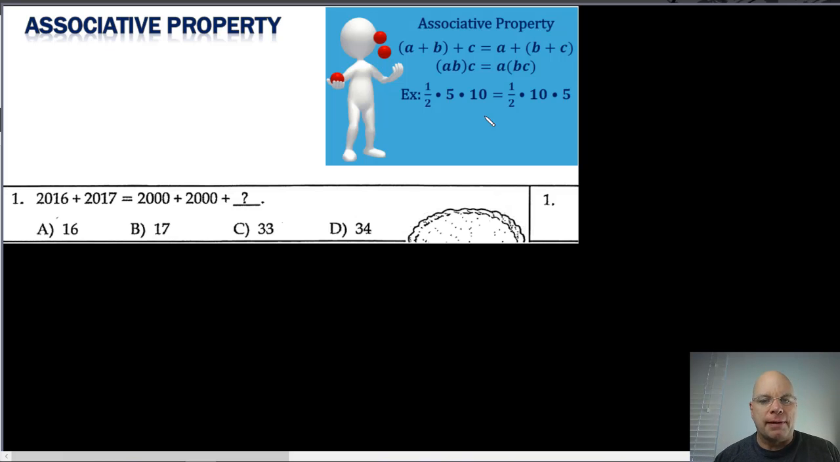Many problems on the Florida Math League contest require you to use, or I should say are more efficiently solved if you use, the associative property. So here we have 2016 plus 2017. It's being written as the equivalent expression 2000 plus 2000 plus what? Well, if you think of 2016 as 2000 plus 16 and 2017 as 2000 plus 17, you could associate the 2000s first and then add the remaining 16 and 17, which is 33.